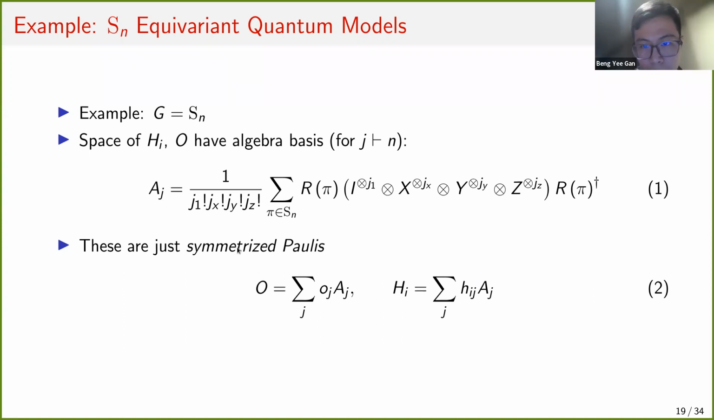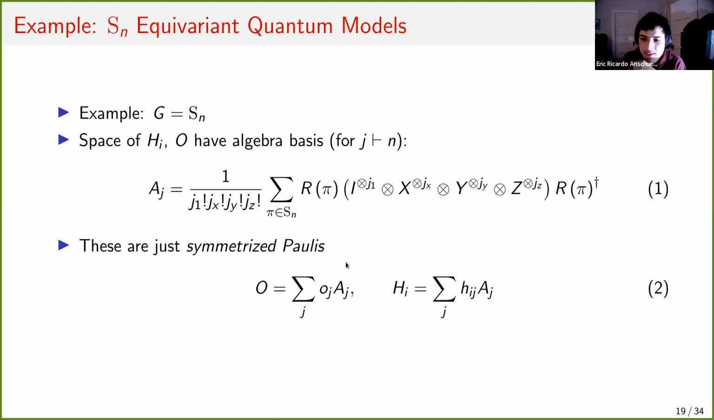Sorry, I have a question here. So you start with J_I, J_X, J_Y, J_Z, and they sum to n, right? I should mention that. J is a partition of n, so J_I, J_X, J_Y, J_Z sum to n. And then these R of pi are the swap operators, and we're just twirling by these swap operators, and then you can write a basis in terms of this. Right, the Pauli basis, basically you generate the basis that's symmetric in the permutations, and that becomes your new basis. And then now you decompose the observables and the Hamiltonian in terms of this symmetric basis.